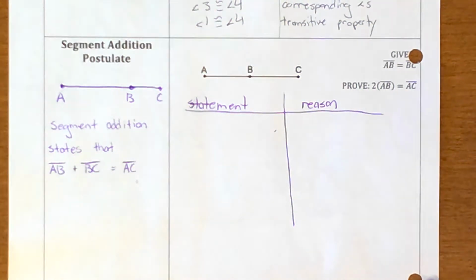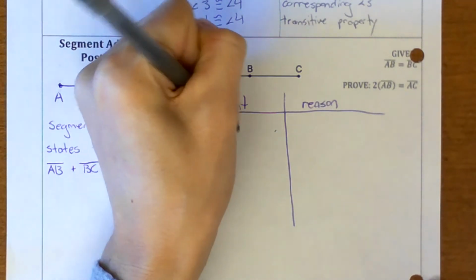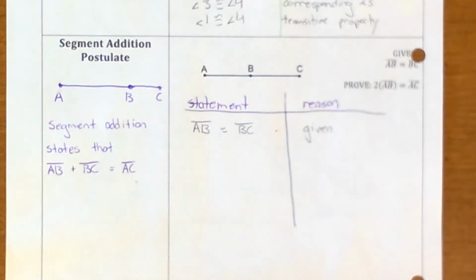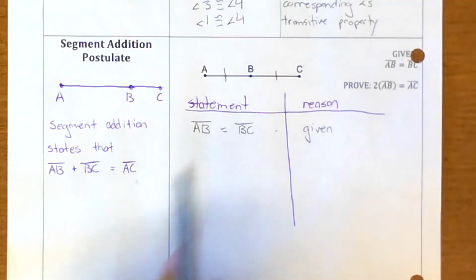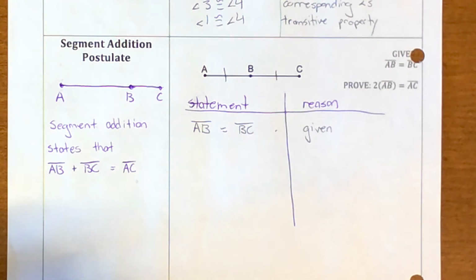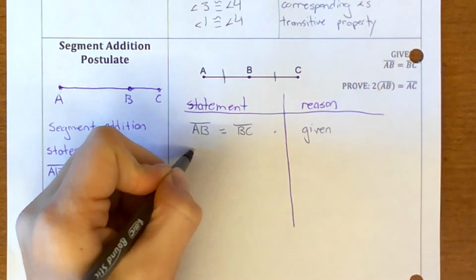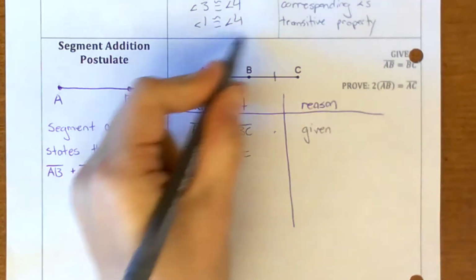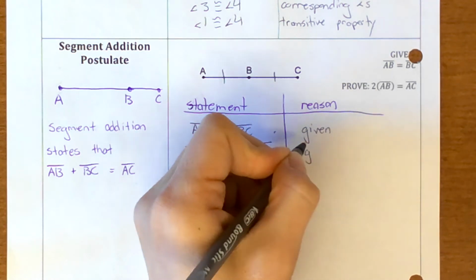Go ahead and put your given on there. We know that AB is congruent to BC. And if you want to on these, you can also mark this information. So I know that this is congruent to that. Another way of saying that is B is the midpoint. That is something I could also say. And so here's what the segment addition postulate says on this. That would say that AB plus BC equals AC. That's my segment addition postulate.